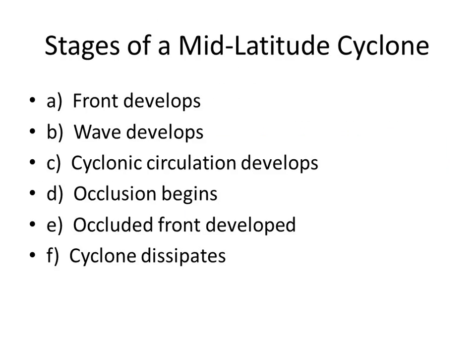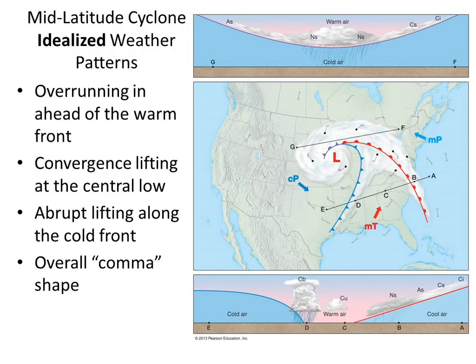So these are the 6 stages of a mid-latitude cyclone. Sometimes I include this on my test. I didn't this semester, so you're off the hook. But this is what we talked about with the polar front model of how these mid-latitude cyclones come to be.